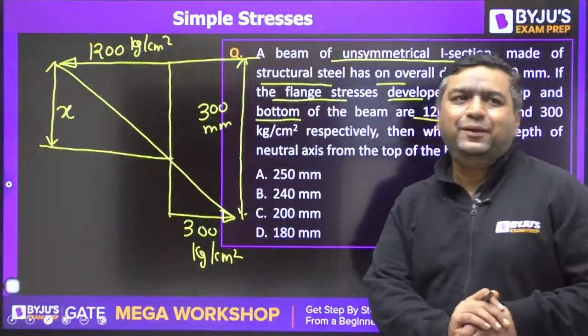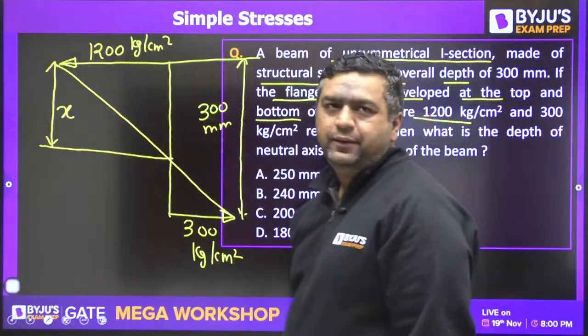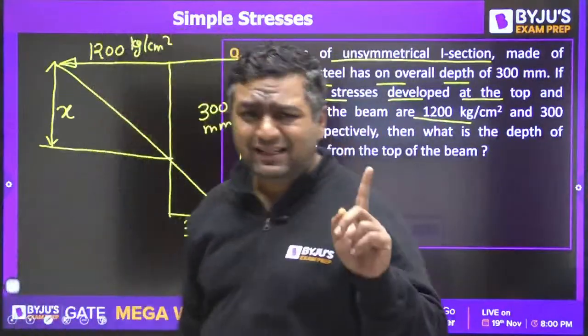Vineet is answering as B. Kiran is also saying, I feel 240, means B. Yes, I need answers from all of you guys.